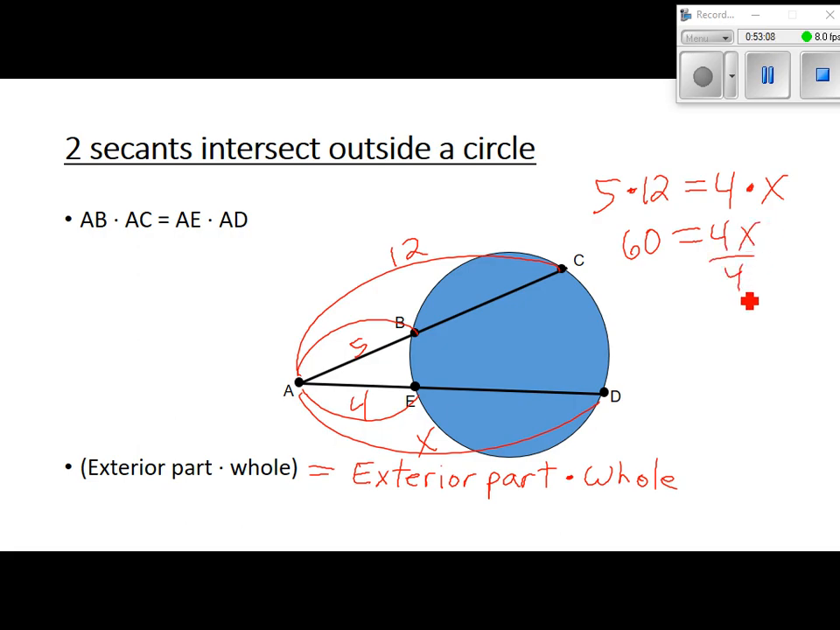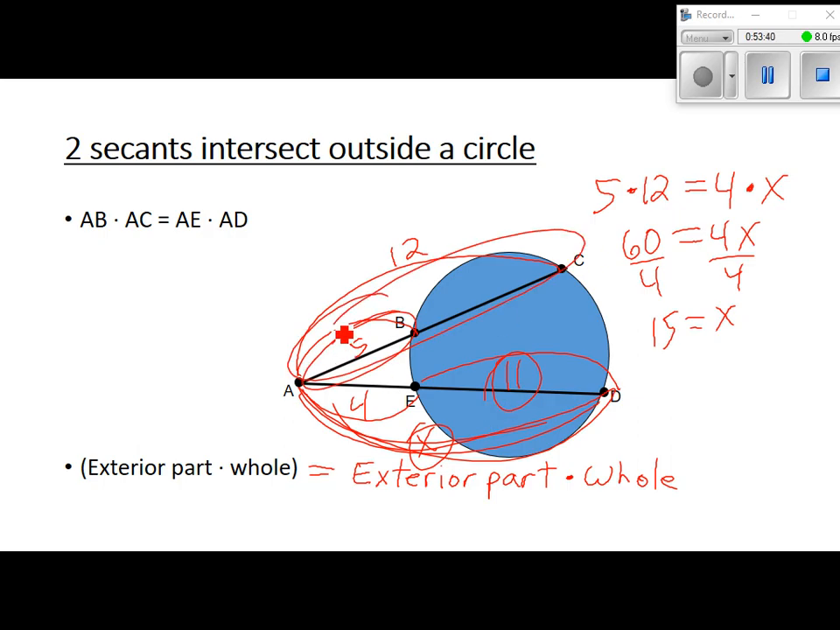Divide both sides by 4. What's x end up being? 15. So this whole thing is how long? 15. How long is this part from E to D? 11. How'd you get that? Took 4 away. All right, 15 minus 4. Now a lot of times they'll go backwards, and instead of finding the whole thing, they'll say find this part, and you've got to remember to go back and do that after you find the whole thing. But it's just this outside part times this whole thing, this outside part times that whole thing.